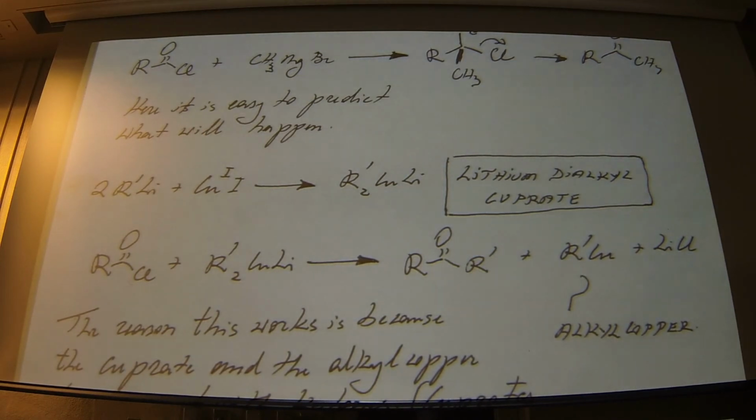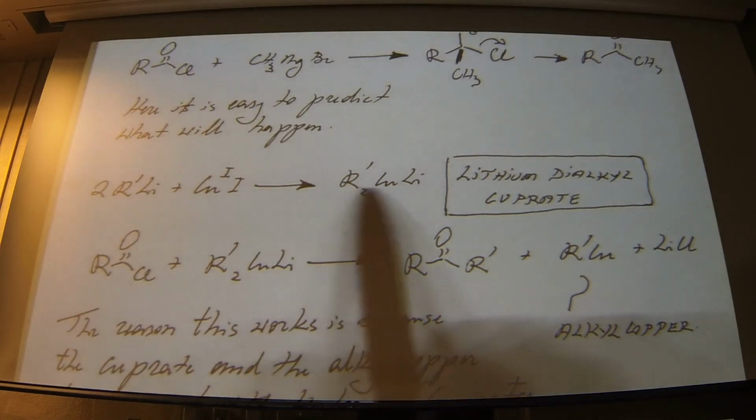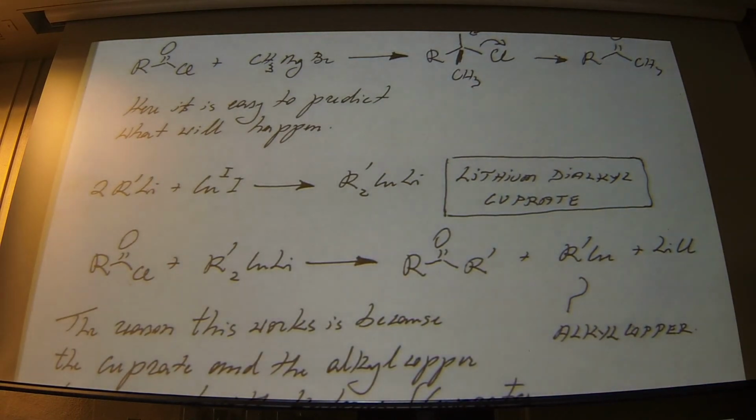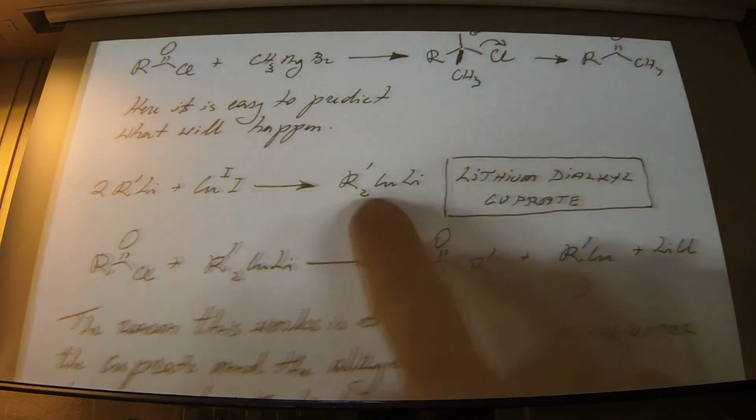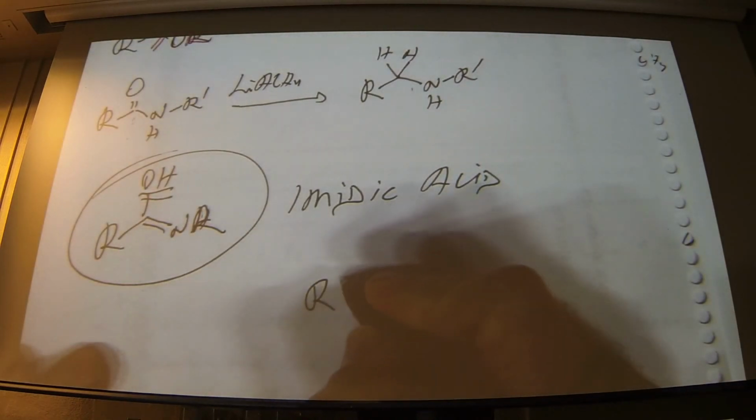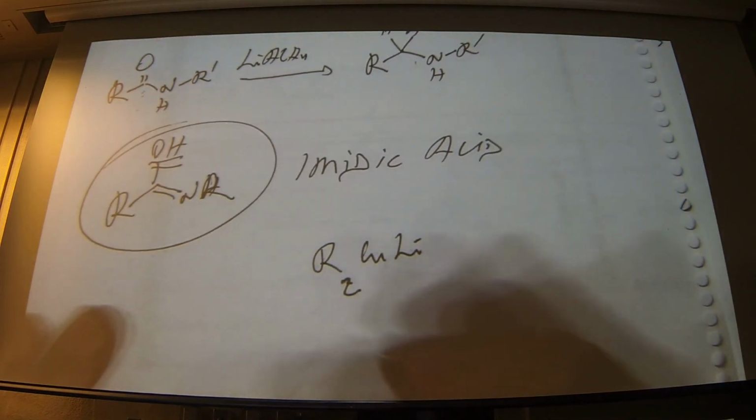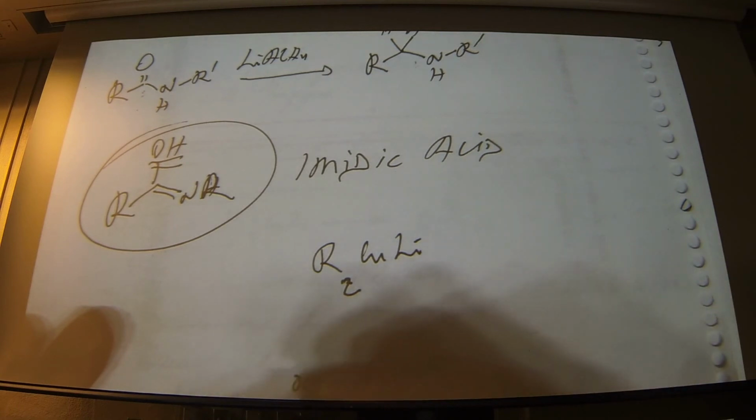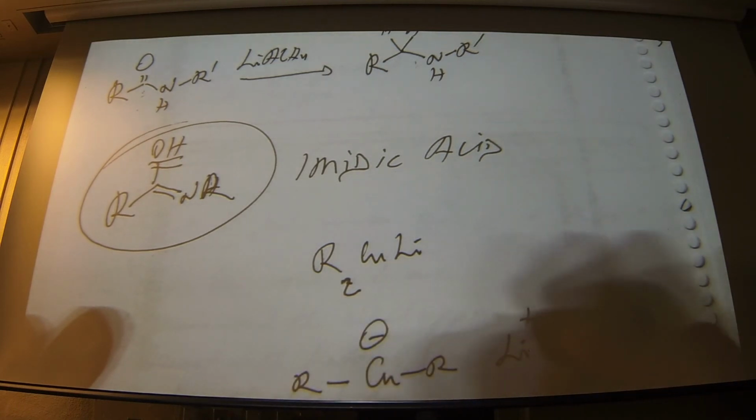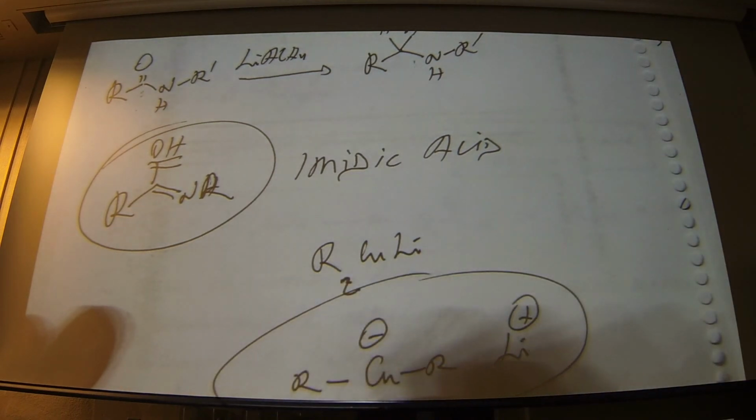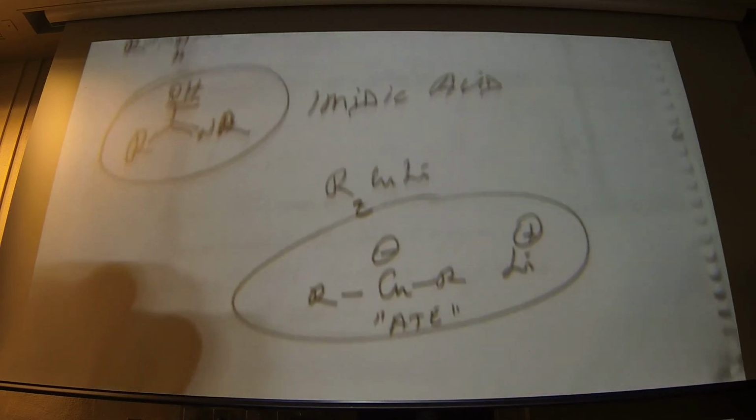Now, that "ate" complex, when we say "ate", what does that tell us? It tells us that the metal has a formal negative charge. And so when we say lithium dialkyl cuprate, it means that we have R2 copper lithium. You think of this as being copper R minus lithium plus. Okay, so the "ate" tells us that the copper has a negative charge.